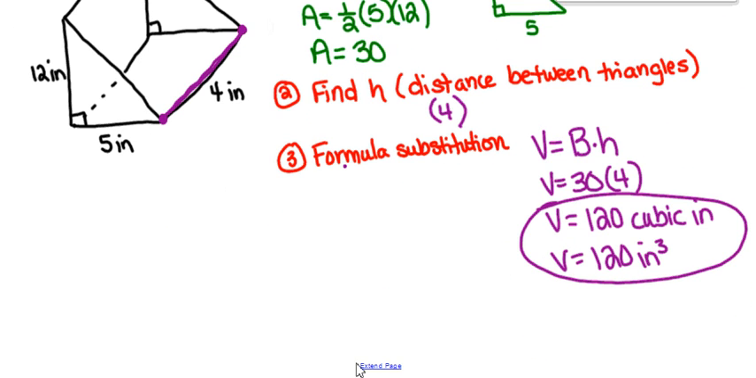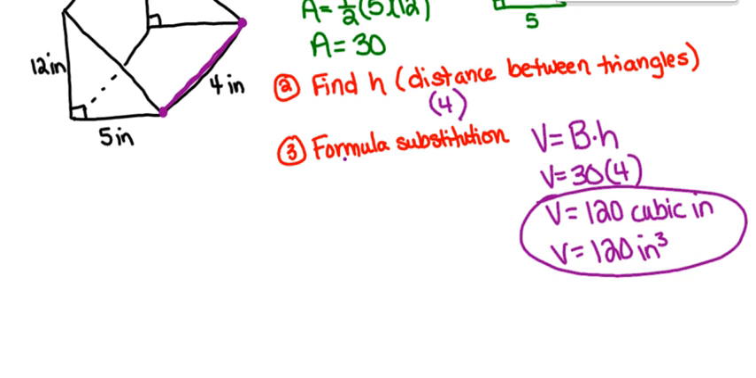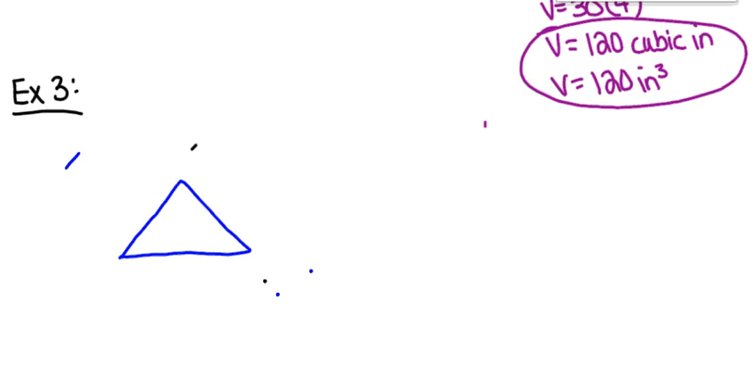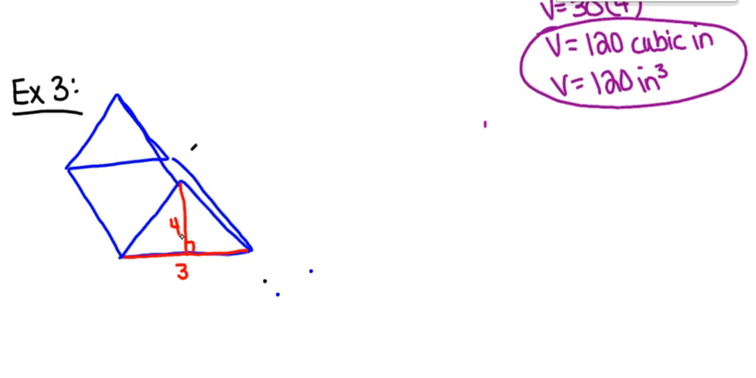Beautiful. We're going to tackle one more. Same idea. We're still going to start with a triangular base. I'm going to call this one example 3. I'm going to say that this piece here measures 3. This piece here measures 4. And this piece over here on the left side is 2.